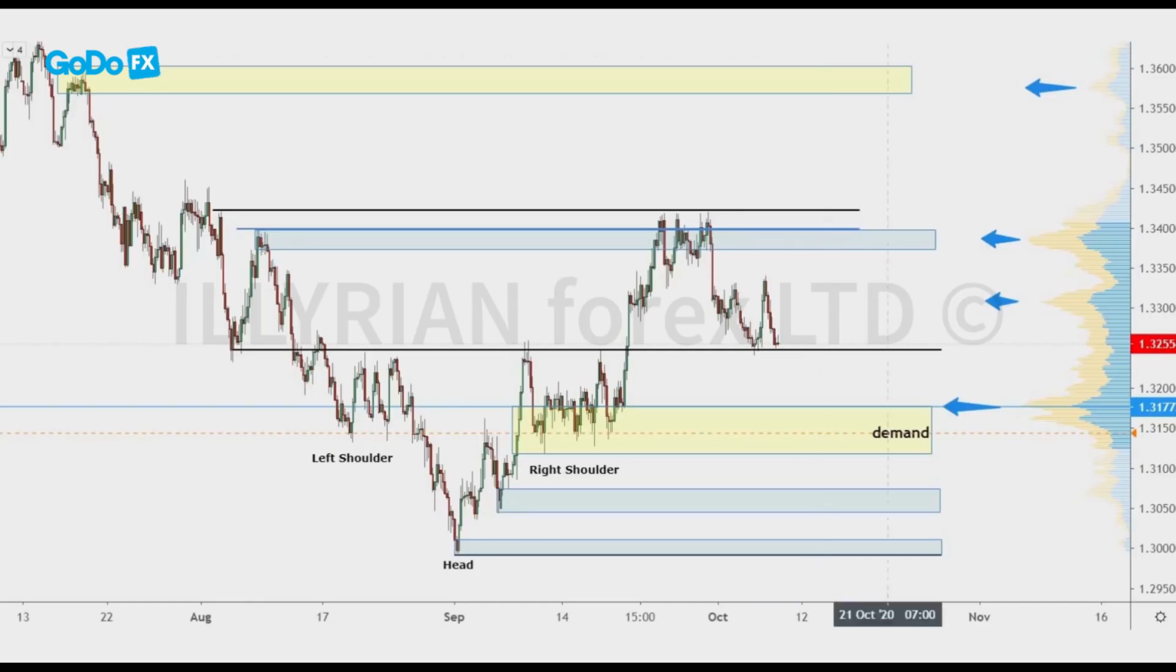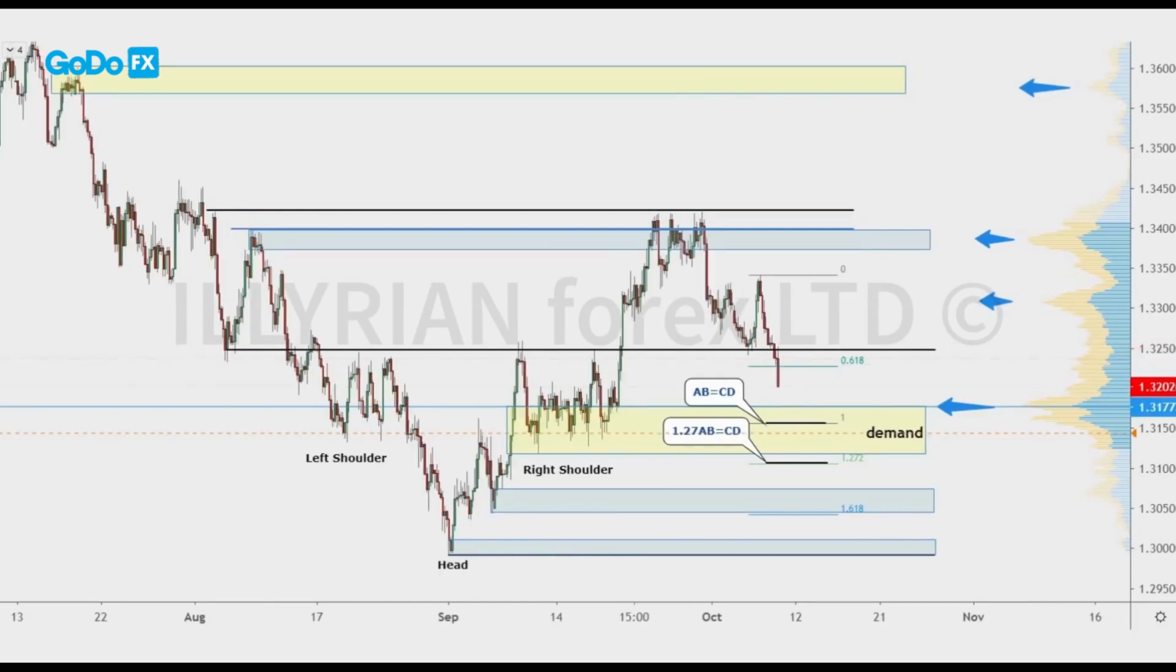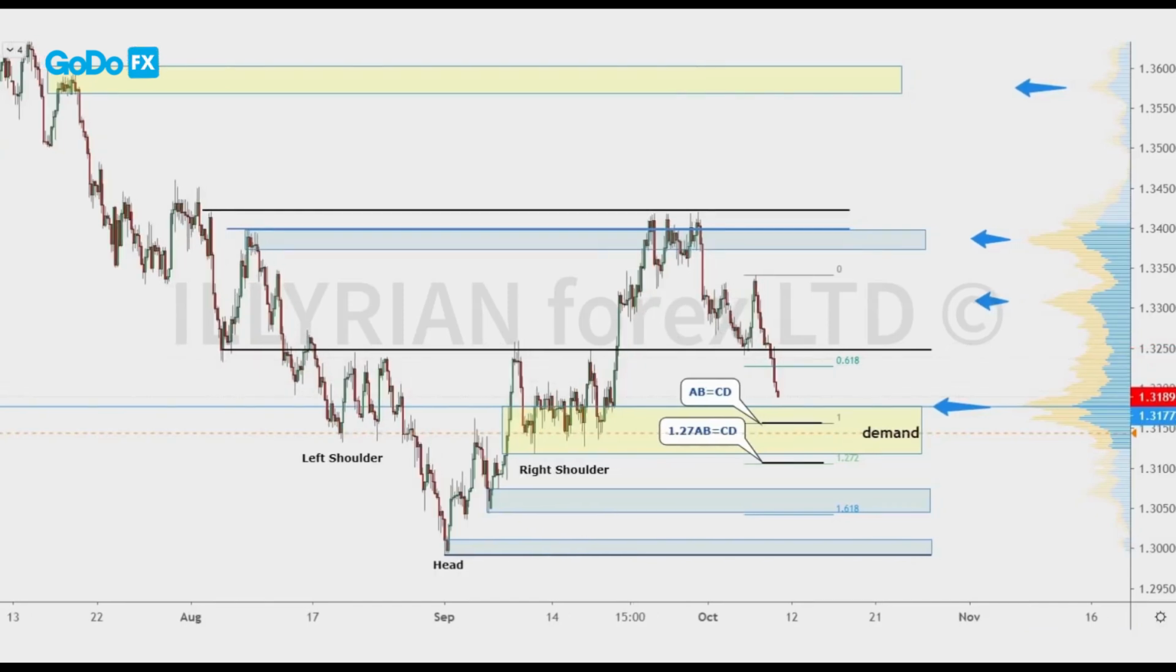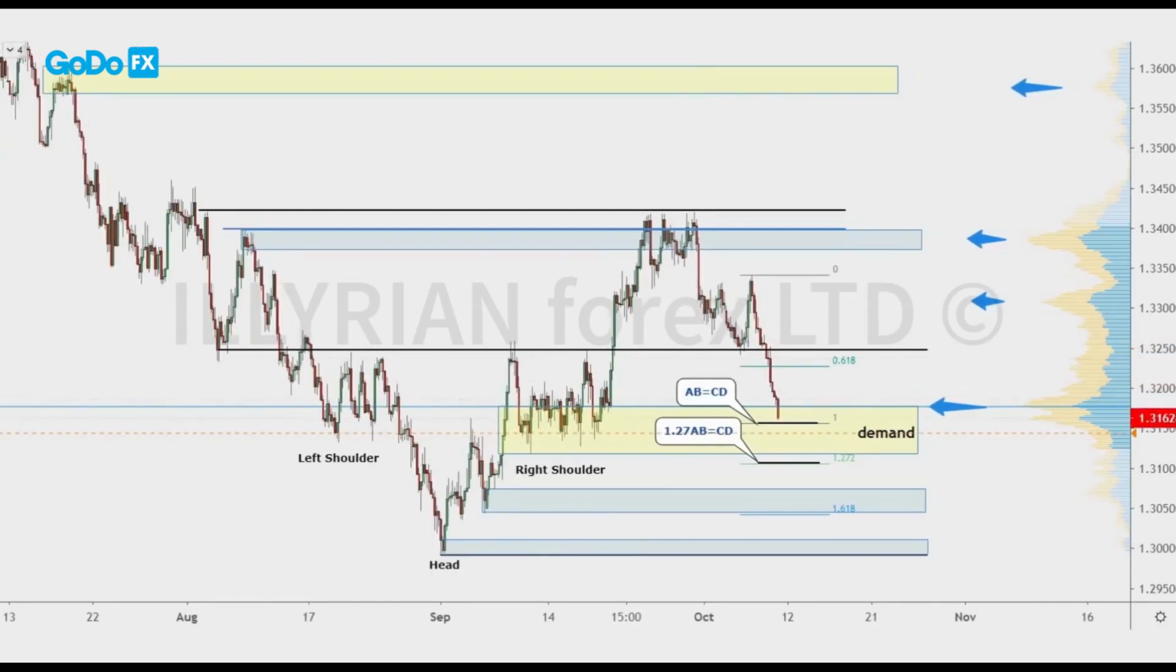We forecasted an AB equals CD pattern and alternate 1.271. Price dropped sharply below the support and reached the demand zone on Friday.